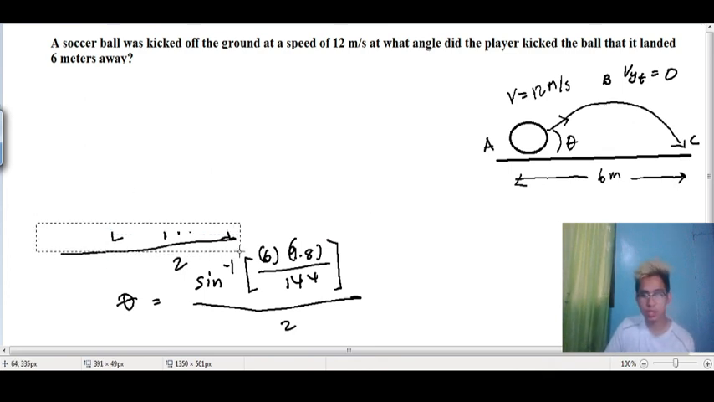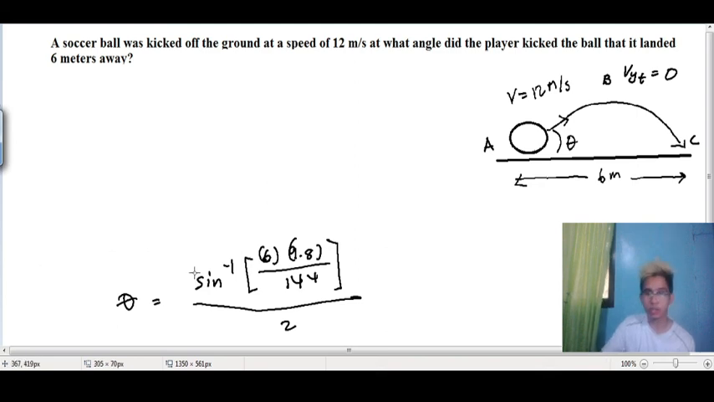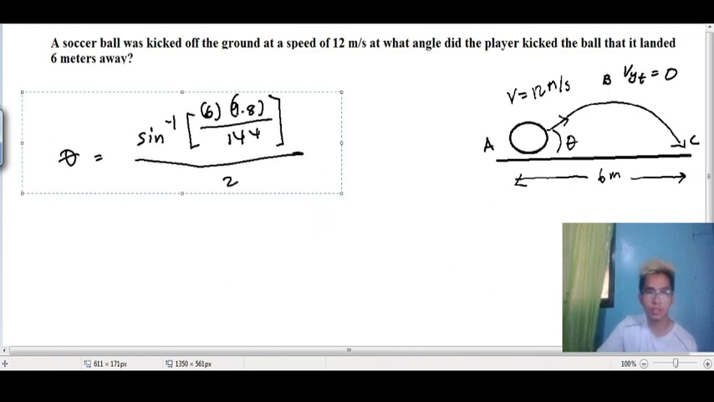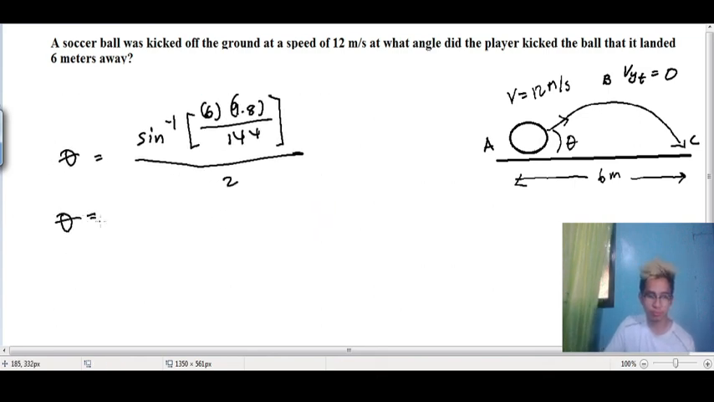That's why it is required for you to use a scientific calculator in a problem like this. So the final answer is 12.05 degrees. So the angle at which the player kicked the ball so that it landed 6 meters away is 12.05 degrees.